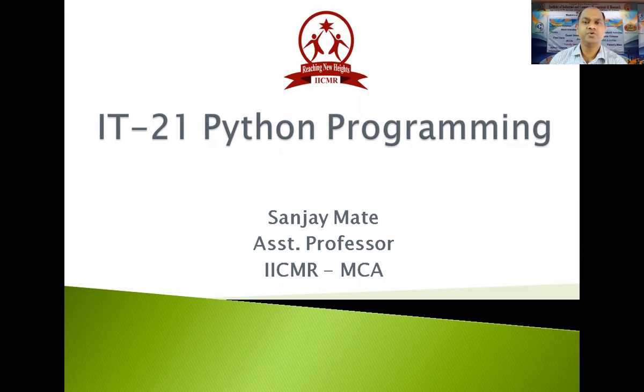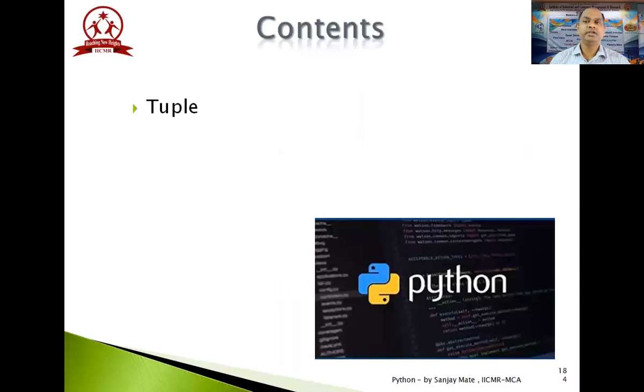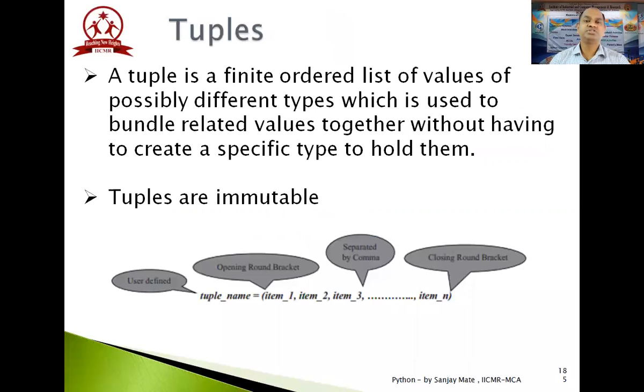In this video, we are going to see the data structure that is tuple. So first of all, let's see what is tuple. A tuple is nothing but a finite ordered list of values of possibly different types, which is used to bundle related values together without having to create a specific type to hold them.